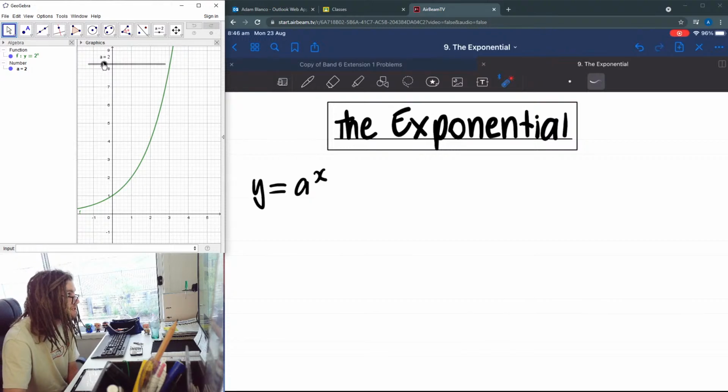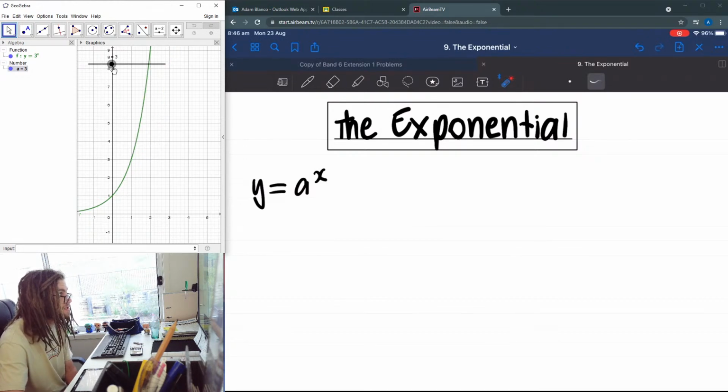Now, if I increase this again, what do you reckon is going to happen if that was a 3? Well, that's going to be 3 squared, which is 9. 3 to the power of 3, which is 27. So it's going to go up faster. You can see the more that I increase this number, it's the same graph. It just goes up really, really fast. And you might notice that there's something that doesn't change on the graph. It's this 1 value here.